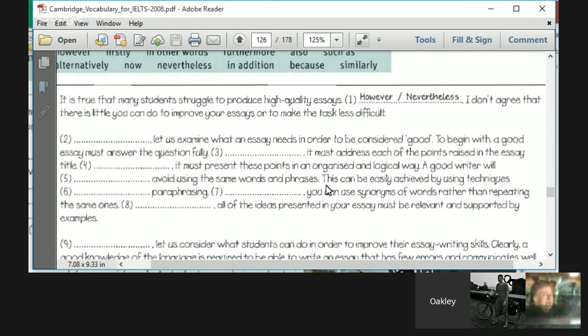We were in this: this can be easily achieved by using techniques such as paraphrasing. Great.